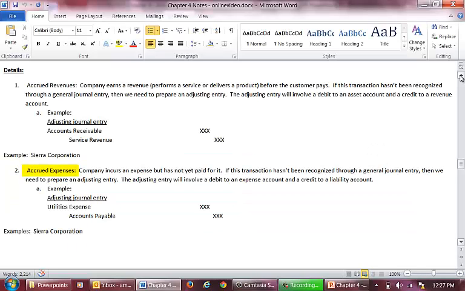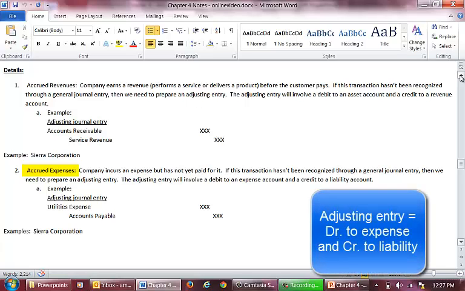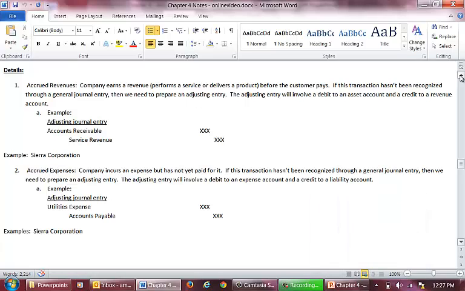Now let's talk about the specifics of accrued expenses. Again, a company incurs an expense but hasn't paid for it yet. If the transaction hasn't been recognized through a general journal entry, then we need to prepare an adjusting entry to record it. The adjusting entry would involve a debit to an expense account to recognize the incurrence of the expense, and a credit to a liability account to recognize the obligation to pay. Let's look at a couple of examples for Sierra.